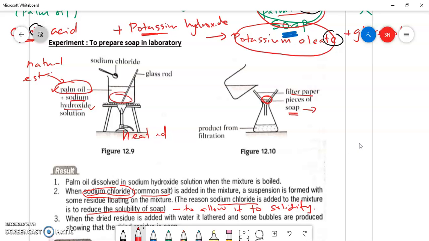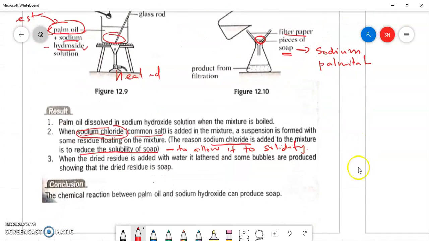In this case, the soap will have a chemical formula of, because we are using sodium hydroxide, sodium palmitate. Because palm oil and sodium hydroxide. So that is how soap is produced in the laboratory.